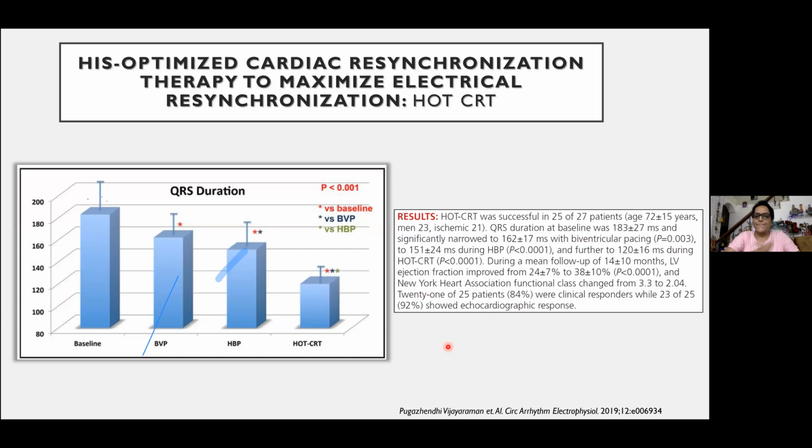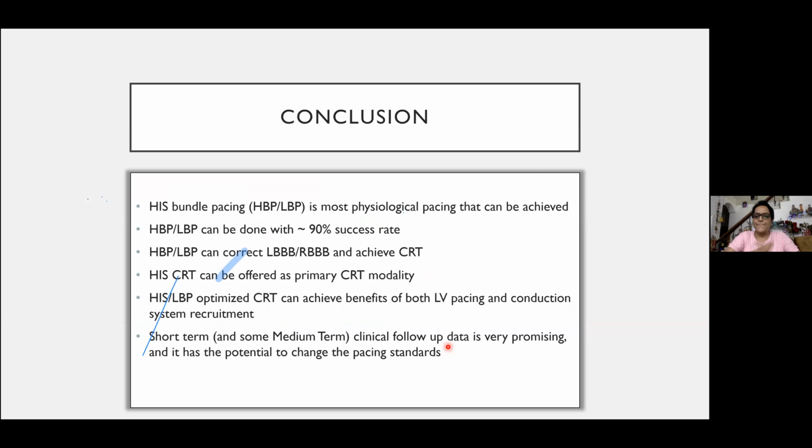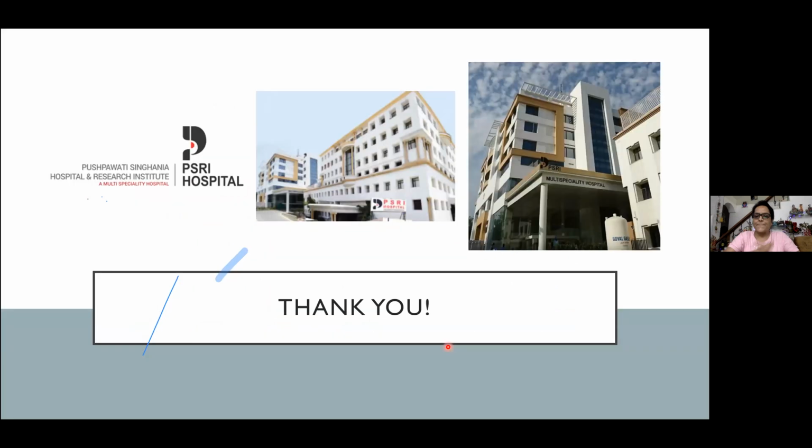I showed you 4 of the 6 cases. In none of these 6 cases was His CRT possible, because most of them had infrahisian disease and very large fragmented QRS, and we always try His bundle pacing, but it was not successful in these cases. That's why we went for left bundle pacing, and then we optimized it by adding an RV lead also. It's not a published thing, but it's my experience. Maybe with a few more cases, we would go ahead and publish our experience on this.